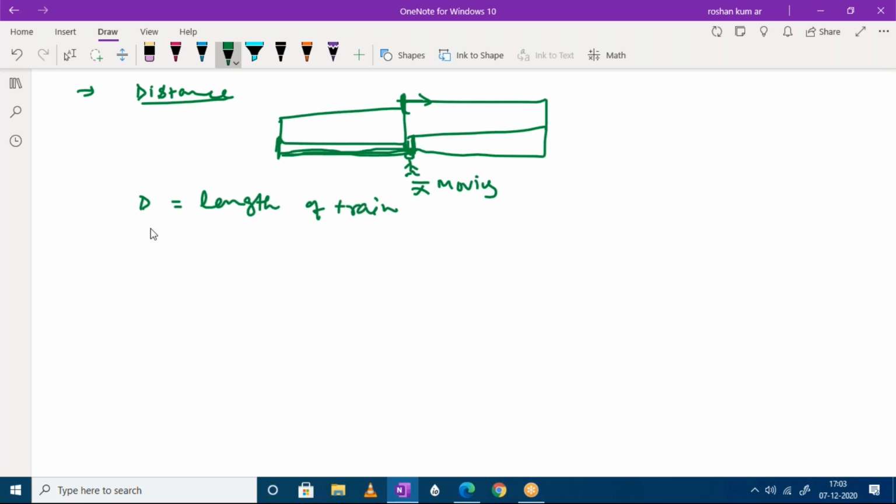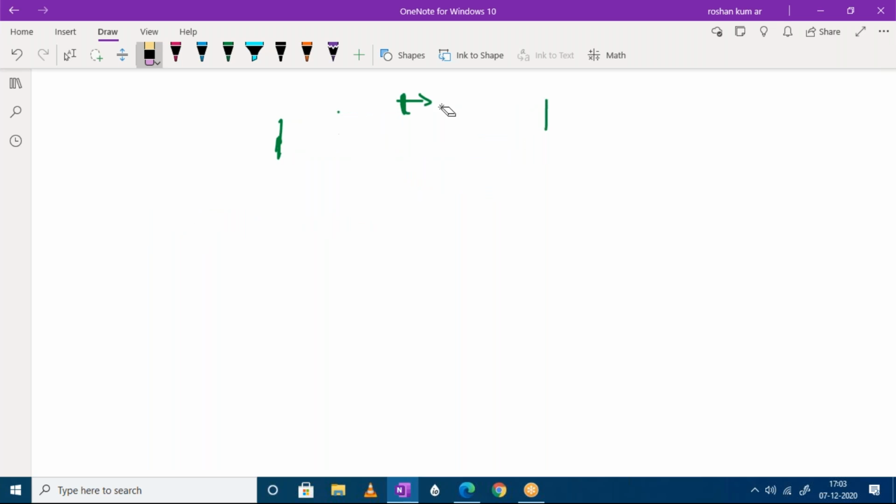So I hope you guys are very much aware here that the distance will be the length of the train. Rest all the conversions, you are very much aware, I will not be explaining that. I'll be getting into the second point, which is more of a kind of interest.